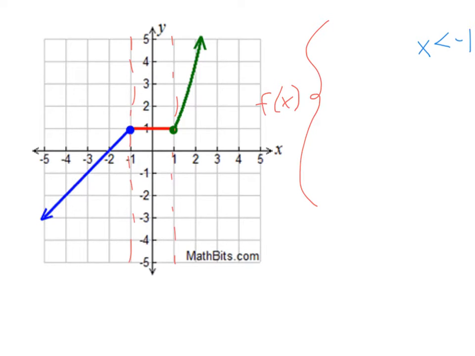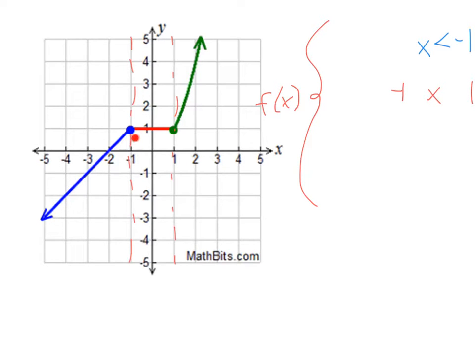Okay, for my second piece, the red piece, this is going to be an interval, so my x values, my domain, are actually between 2 numbers. They're between -1 and +1. So I need to write my x between -1 and +1.